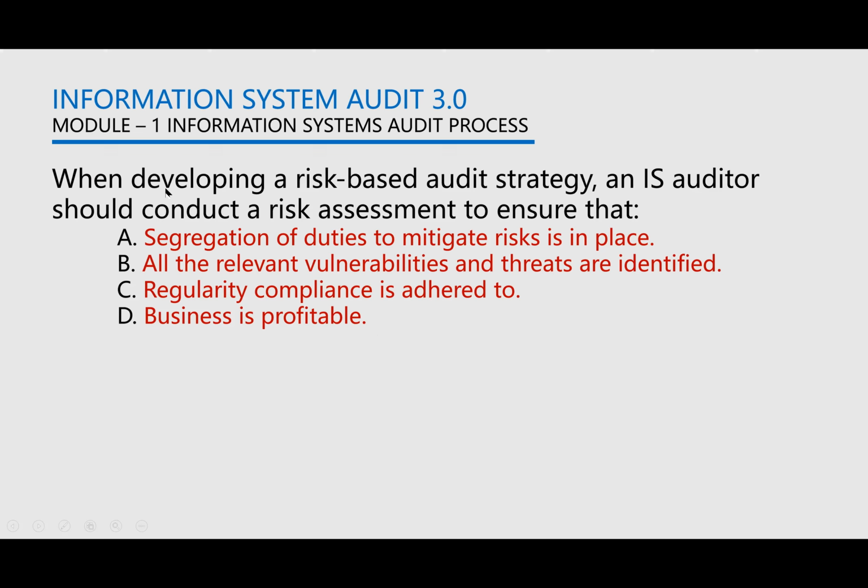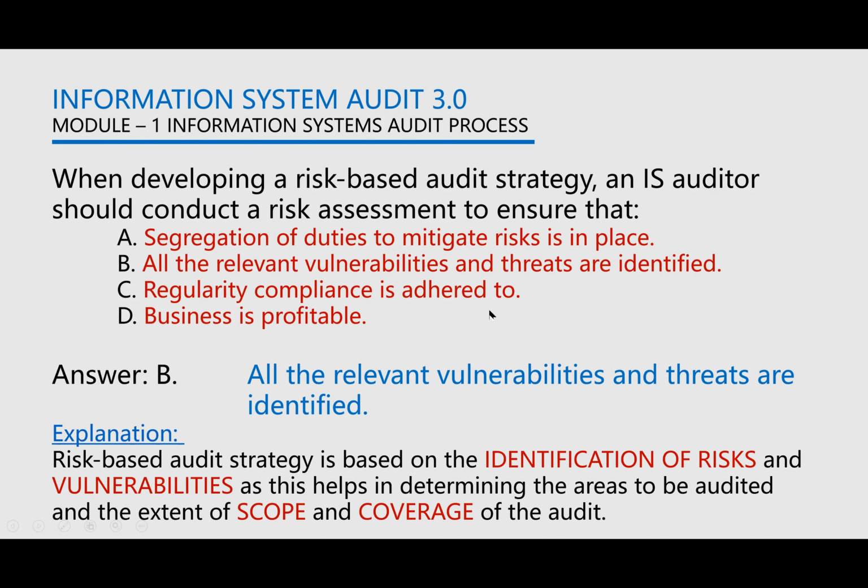So I appreciate that you should read the questions carefully and try to frame what the question is asking. It says when developing a risk-based audit strategy, that means you are planning the IS audit. An IS auditor should conduct a risk assessment. And why are you conducting the risk assessment? Because you want to ensure what? The first option is that segregation of duties to mitigate risk is in place. Could be. All relevant vulnerabilities and threats are identified. Great. Regulatory compliance is adhered to, that means people are following the standards. And business is profitable, obviously.